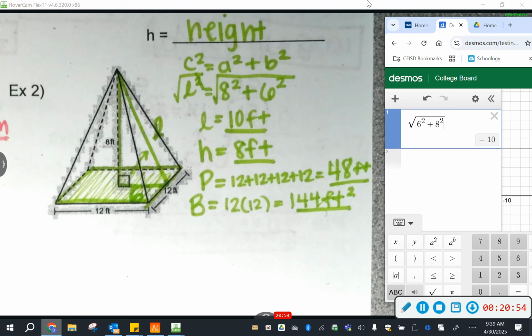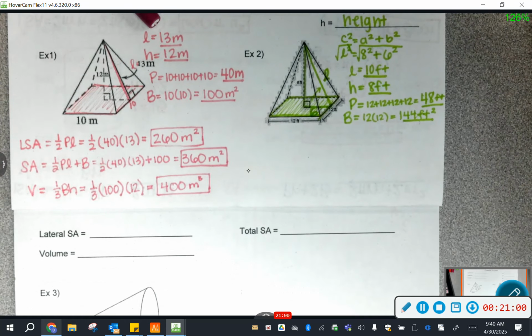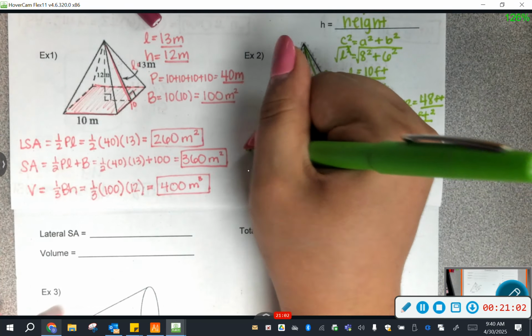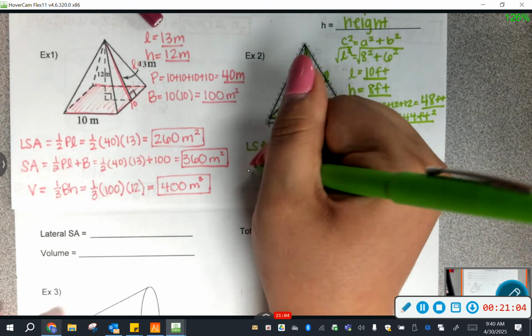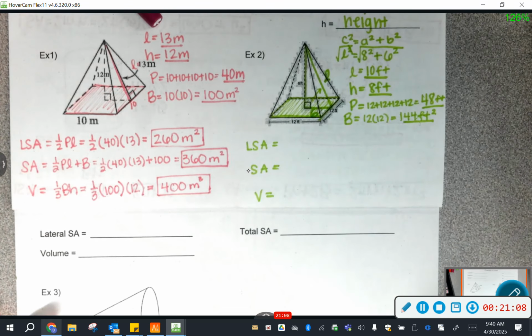Now you have all 4 things. I'm going to give you a minute. I would like you now to plug in and give me what is the LSA, what is the total SA, and what is the V. Go.